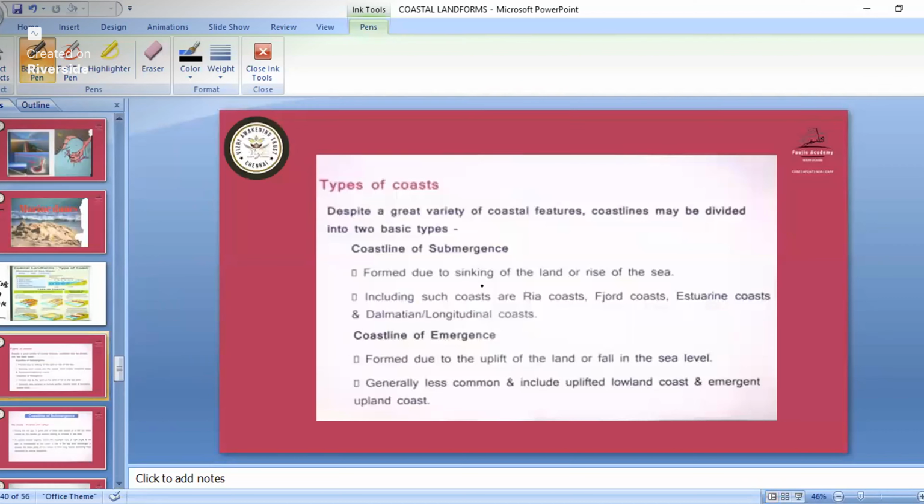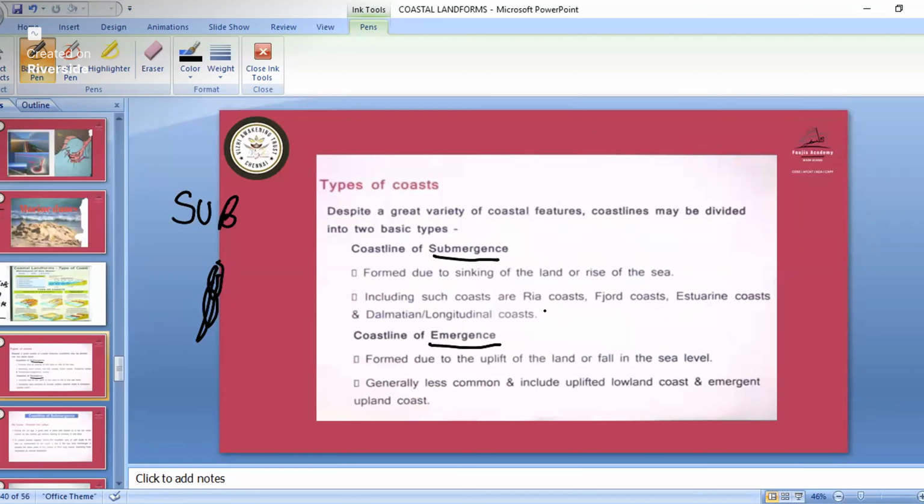Now see the types of coast. First we see the coastline. In the coastline we studied that we have submergence and also the emergence coast. In submergence, either the land is sinking inside the ocean water, or there is a rise in the sea level. That is known as submergence coast. It is formed due to the sinking of the land or rise of the sea.